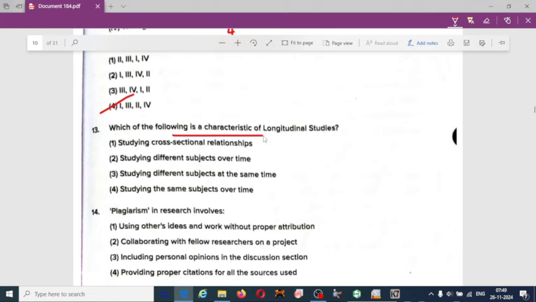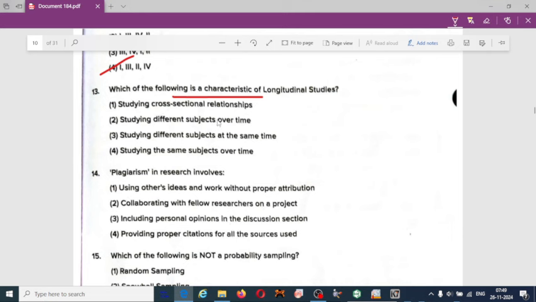Which of the following is a characteristic of longitudinal studies? Studying cross-sectional relationships, different subjects over time, studying different subjects at the same time, studying the same subjects over time. Option fourth one is correct for longitudinal studies: same subject over time. Plagiarism in research involves copying someone's ideas or work. So from the four options, the first one, using others' ideas and work without proper attribution, is the correct option.